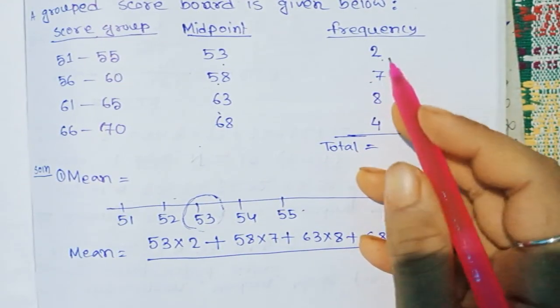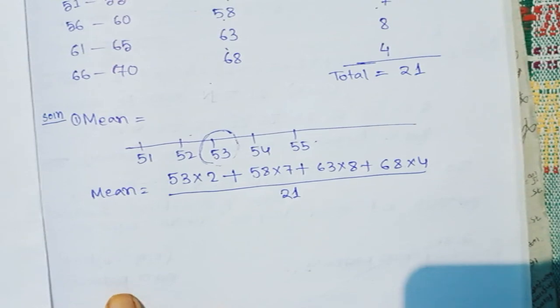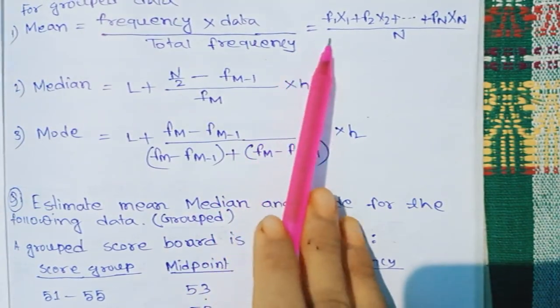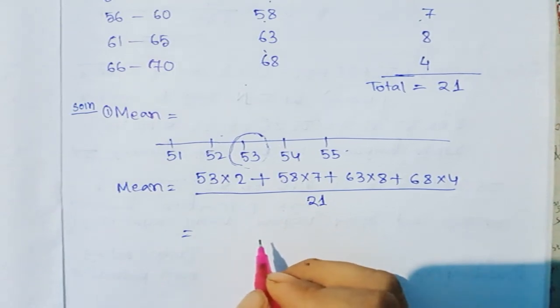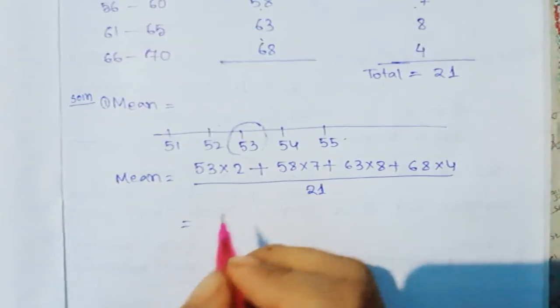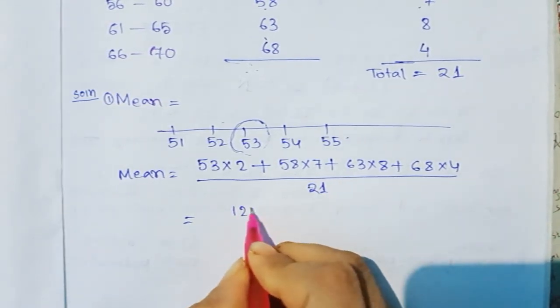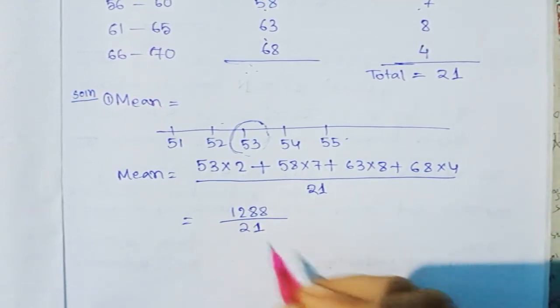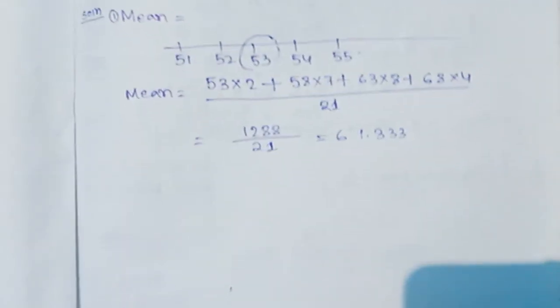Here I am finding the total. If you add all this, you will get 21, the total frequency. If you see the formula, you can see the same thing, f1 x1, means frequency into data, by n. The same thing I have done. So if you calculate this, you will get the numerator, and here it is 21, so the mean is 61.333. So we got our mean.